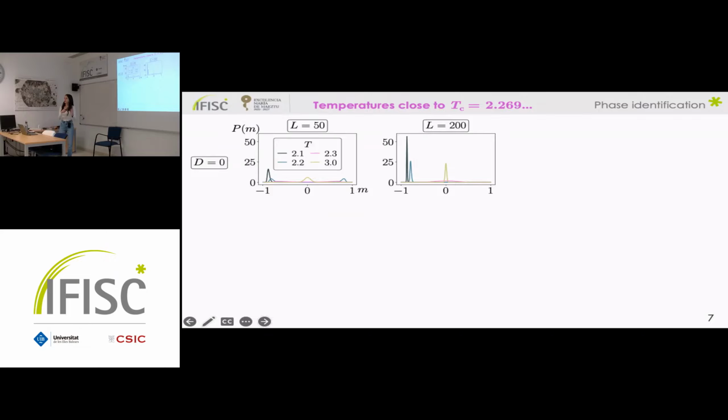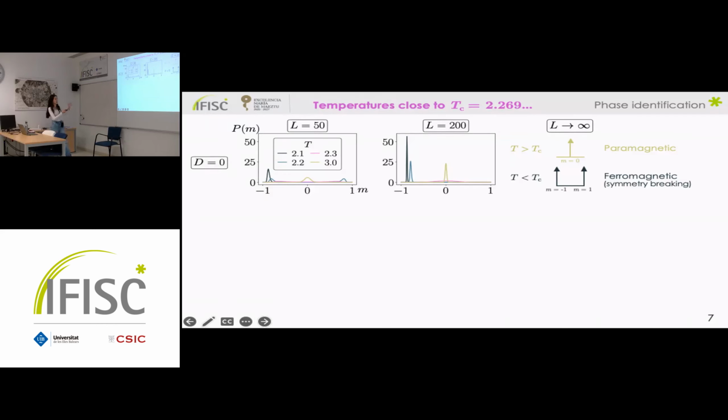And now, if we go to temperatures above the critical temperature, as for example temperature 3, we can see that we have a single peak around the disordered state of the magnetization, and this peak again becomes sharper as the system size increases. So, in the limit of infinite system size, we recover the usual picture. That is, for temperatures above Tc, we have a paramagnetic phase characterized by a delta distribution centered around m equal to 0, and for temperatures below Tc, we have a symmetry breaking ferromagnetic phase characterized by a delta distribution centered in one of the two ordered states.